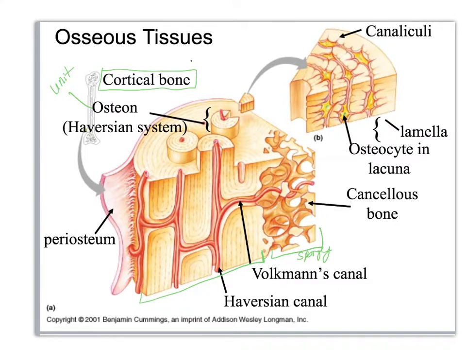And that's going to be these things right here. So this nice circle. What you have is a hole, a tunnel down the center, and that is going to be called the Haversian canal. Another term for this is central canal. And a blood vessel goes down that. Then you will have a ring of lamellae, and then there's another ring and another ring and another ring.